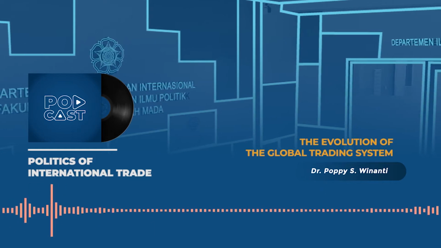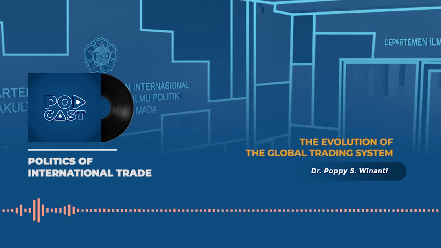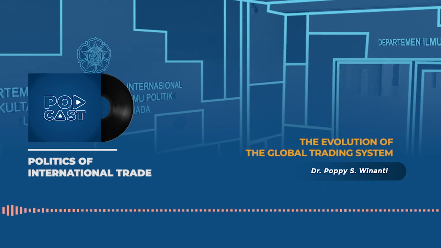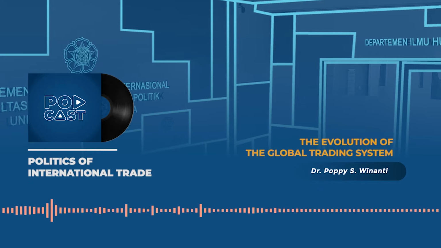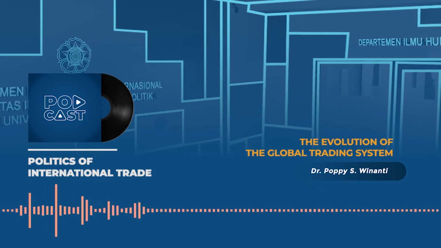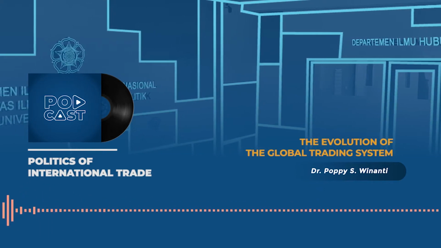Why do nations trade? How do different theories explain trade flows? How is the international trade governed? And why do some countries liberalize their trade while others are more protectionist?